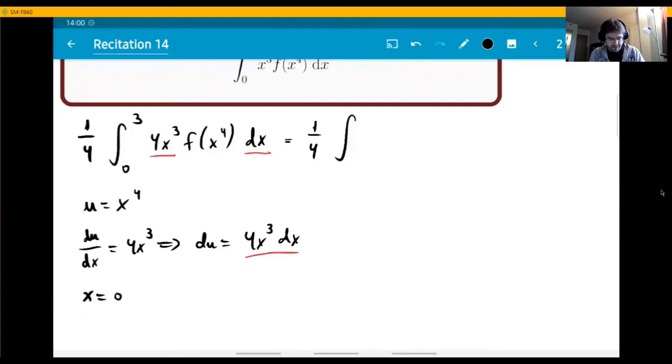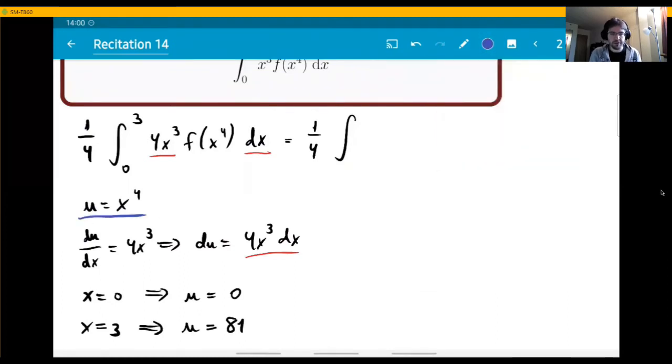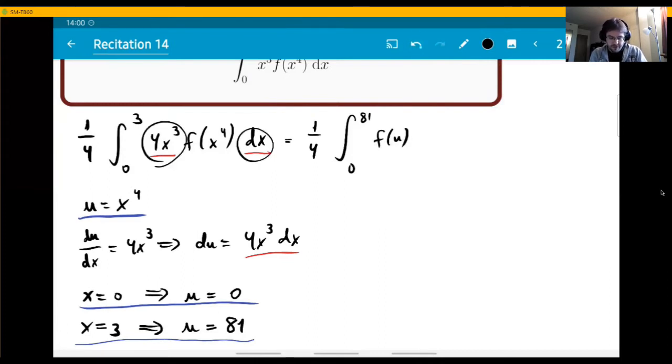The original values of x are 0 and 3. When x is 3, u is 81. And when x is 0, u is 0. All I'm doing is looking at the relationship between u and x. u is x to the fourth. That's how I can discover corresponding values of u for each x. 3 to the fourth is 81. So this is going to become 0 to 81. f of x to the fourth is just f of u. And the rest of the thing in this integral, that's the thing that we just called du. So now we have this.